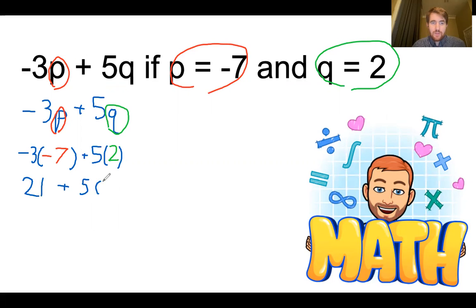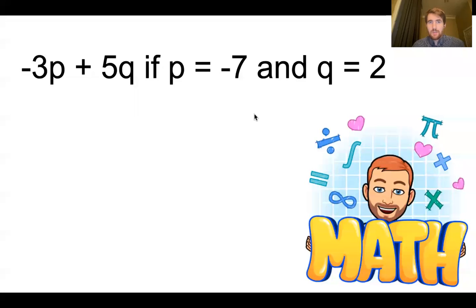But remember, we have to follow the order of operations. So we're going to do multiplication before we add. So we're going to do 5 times 2, which is 10. And now we can finally add 21 plus 10 to get 31. So again, we substitute our values in, then we simplify following the order of operations. Multiplication first, and then addition or subtraction at the end.